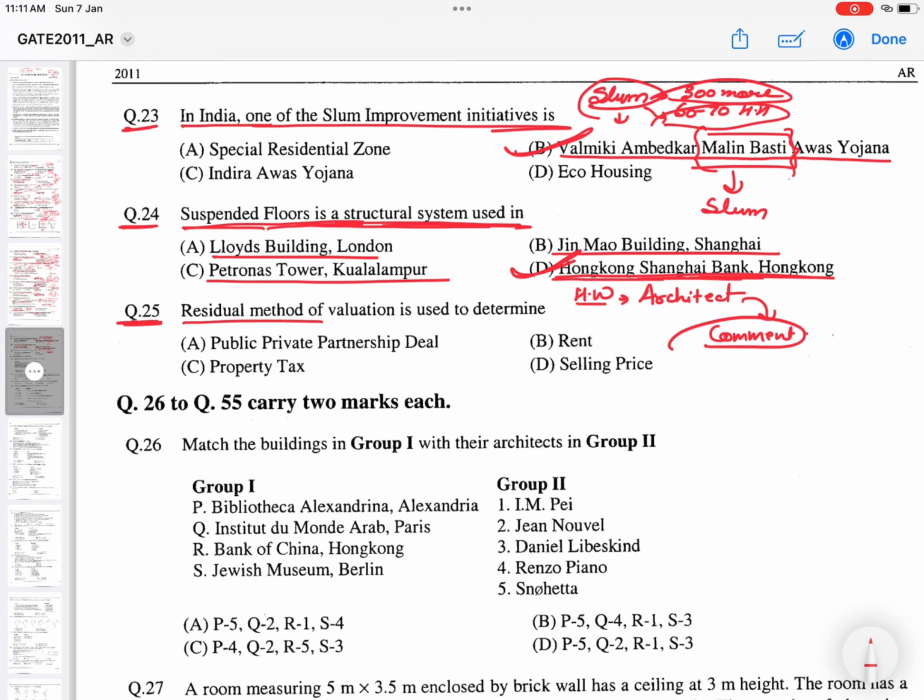Question number 25. Residual method of valuation. Yes, it's a public-private partnership deal. Not the property tax, not the rent, not the selling price, but the public-private partnership. Good. If you got that right, very good.